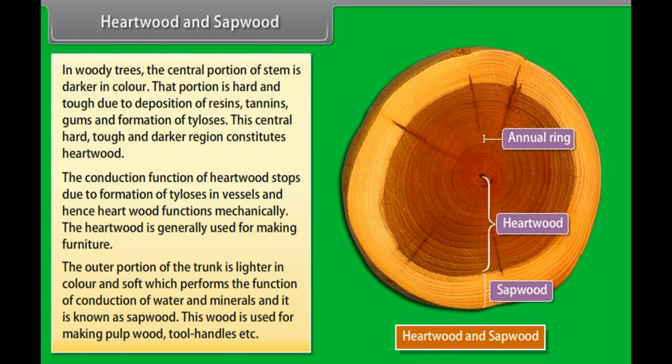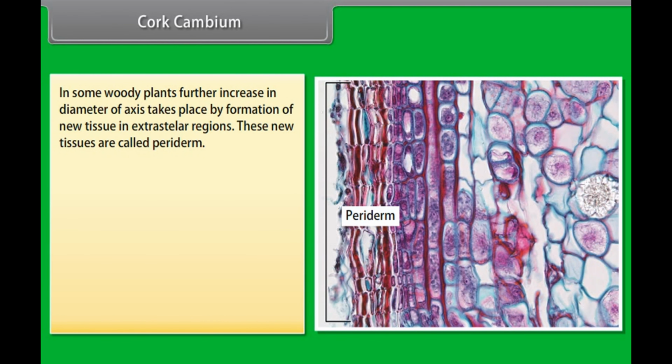The outer portion of the trunk is lighter in color and soft, which performs the function of conduction of water and minerals, and it is known as sapwood. This wood is used for making pulpwood, tool handles, etc. Cork cambium. In some woody plants, further increase in diameter of axis takes place by formation of new tissue in extrastellar regions. These new tissues are called periderm.